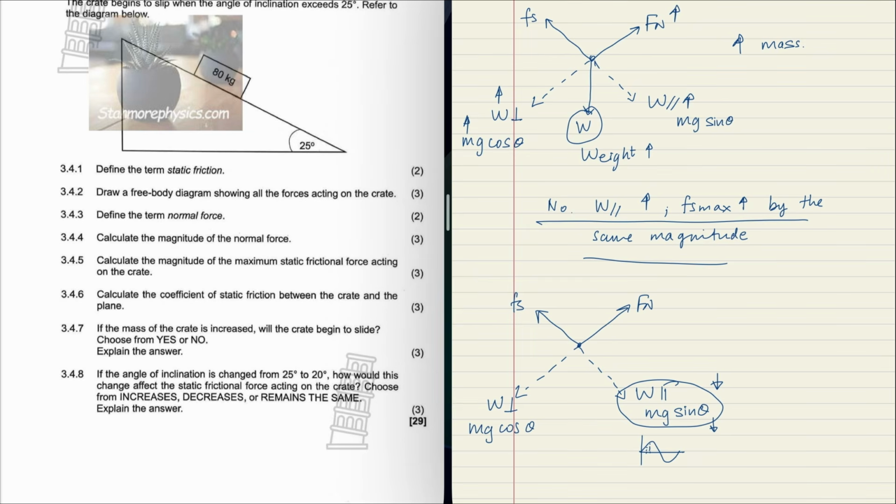Since we know that the system is in equilibrium like this, we can say that Fs is equal to W parallel. Now if W parallel is getting lower, it means that Fs will also decrease. Okay?